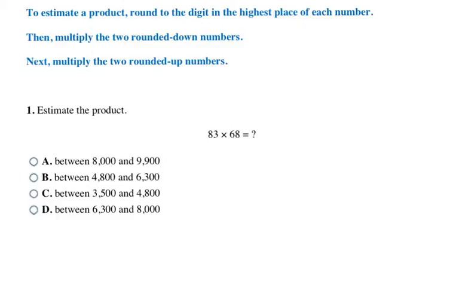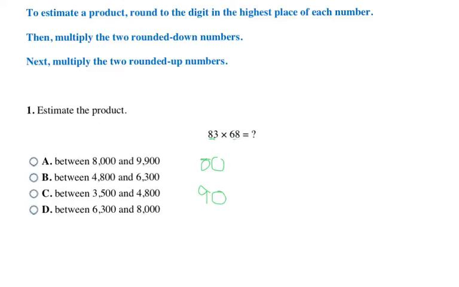So my highest place value is an 8 here. So I'm going to underline it. And if I round down, that means the 8 stays the same. So 83 would round to 80. However, if I round that 8 up, it would go to a 9, and I fill in my zeros, and that means it would round up to 90. And so that's the rounded down and rounded up number.